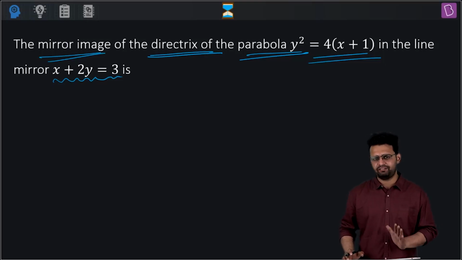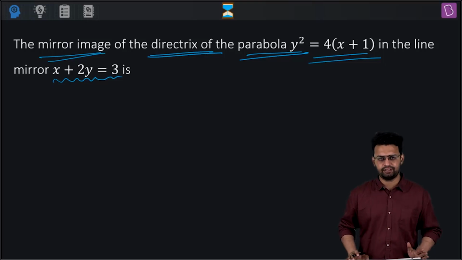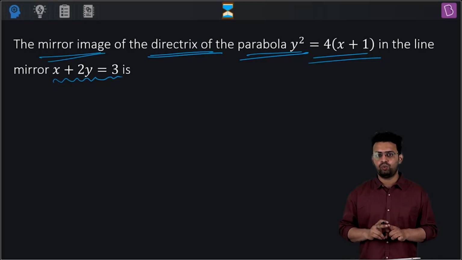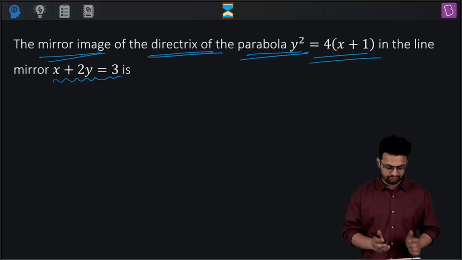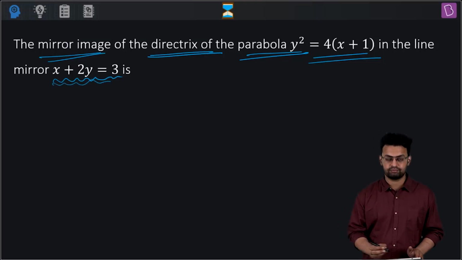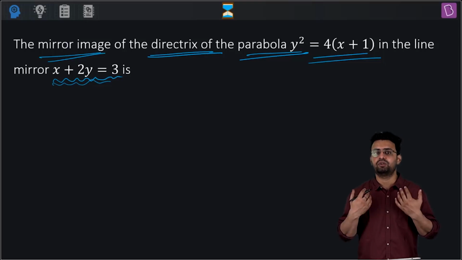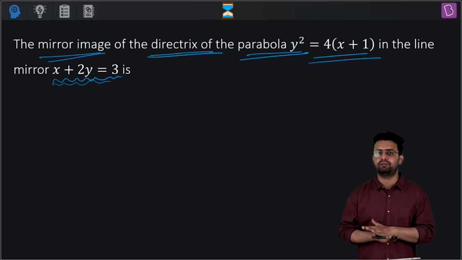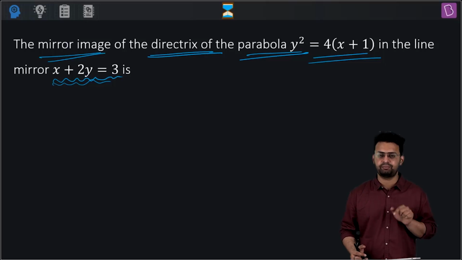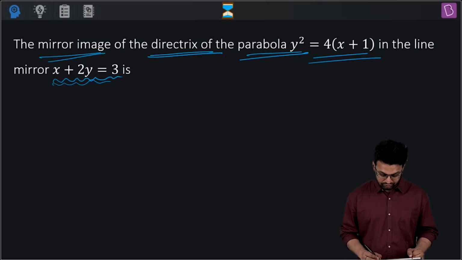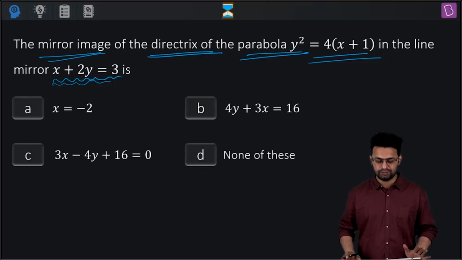From there, we can conveniently find the equation of the directrix, right? Now, what is the mirror image of that directrix with respect to this line? Or we have to determine the equation of the mirror image of the directrix with respect to this given line. Okay, before moving forward, let us have a look at the options also. So these are the options written in front of you.